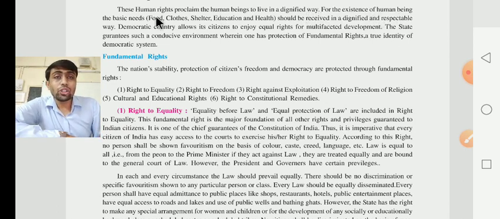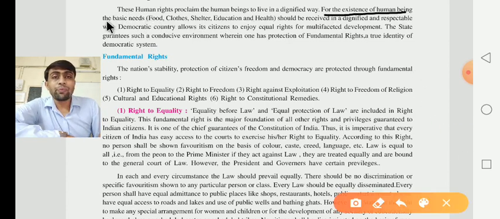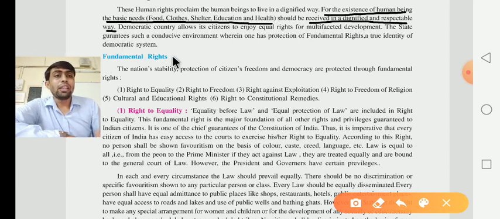For the existence of the human being, the basic needs of any human beings are food, clothes, shelter, it means home, education and health. Dear children, they have to say that for the existence of the human being, the basic needs of any human beings are food, clothes, shelter, education and healthcare, which should be received in a dignified and respectful way, and these things any person can get through the dignified as well as the respectful way.